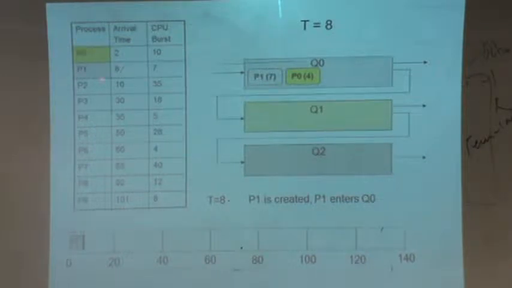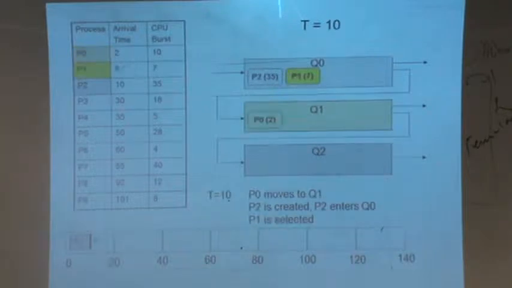At time 8, P1 is alive. However, P1 needs 8 CPU burst time. Right? So here 8 means it's time 10. At time 10, P0 is not completed, right? Which means it moves to the next queue. Also P2 is alive at that time, with CPU burst time 35. So this is the current state.